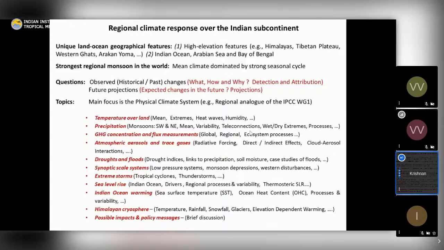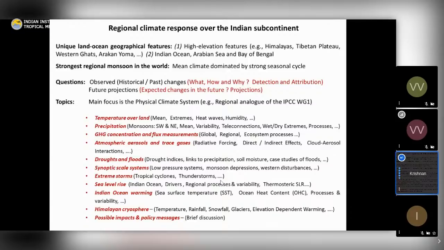the underlying processes. There's a chapter on greenhouse gas concentration and flux measurements, the work that goes on at IITM. Also the atmospheric aerosols and trace gases, how they have changed, what the radiative forcing is in direct and indirect effects, and also our own experience from the cloud aerosol work in the CAIPEEX program, and the HACPL groups. They have contributed to this report on cloud aerosol interactions.